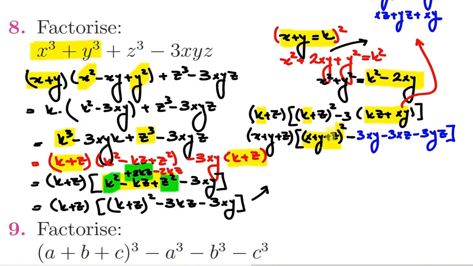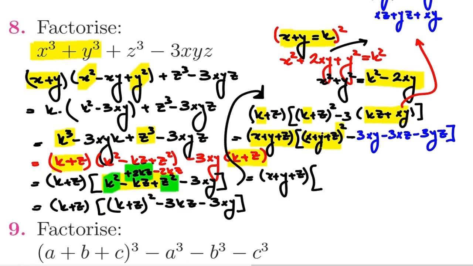What do we get when we square x plus y plus z? Let me write down the first one first. X plus y plus z. I've removed that arrow now. That arrow actually meant I'm continuing from here. Times, when I open it, x squared plus y squared plus z squared plus 2xy plus 2xz plus 2yz.